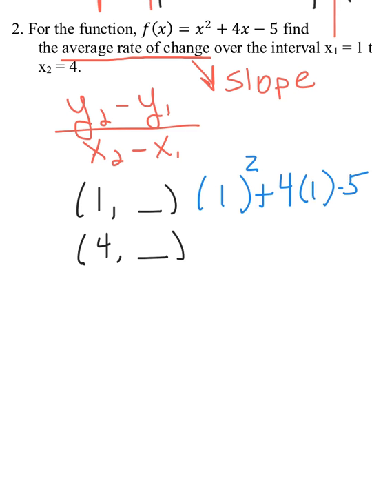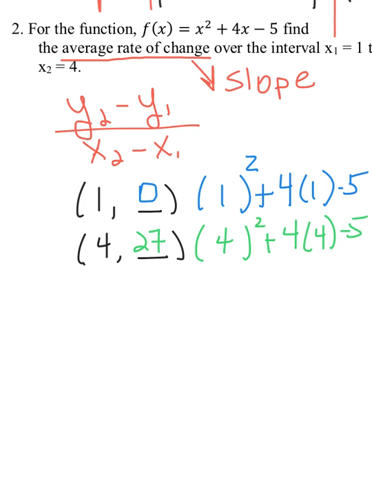And when we do that, we get 1 squared is 1, plus 4, which is 5, minus 5 is 0. So for the first one, I get 0. For the next one, I'm going to plug in the 4. And what I get here is I get 4 squared plus 4 times 4 minus 5. That's 16 plus 16 minus 5 is 27.